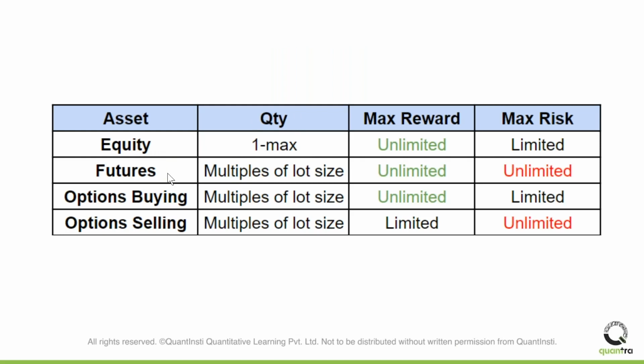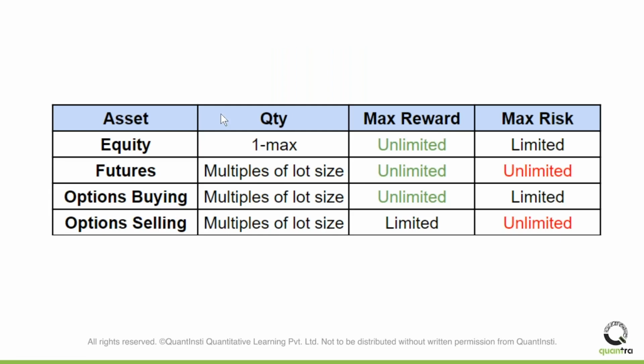But when you are trading or investing in futures, you need to buy in multiples of lot size. So you can't buy one. For example, generally futures lot size would be 50, 100, 150 like that. So you have to buy in multiples. Either you buy 50 futures or 100 futures or 150 futures, given the lot size is 50. And the same case applies for options also. Whether you want to buy the option or sell the option, you need to place the order in multiples of lot size.